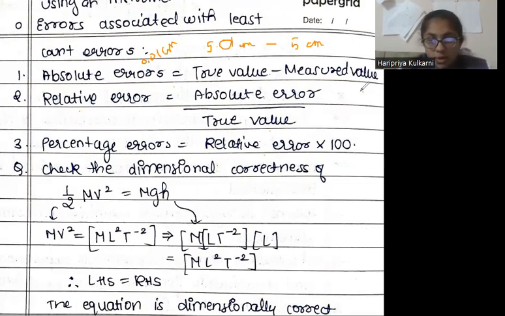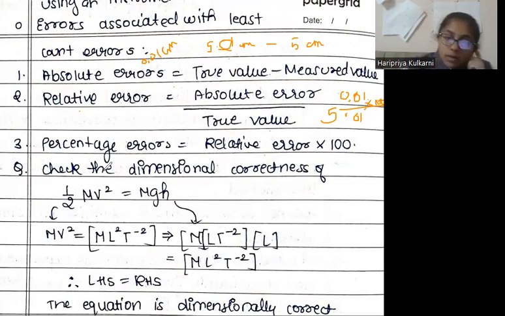So what is the relative error? It is the absolute error, 0.01 centimeter, divided by our true value. What is our true value? It is 5.01. Right? So now percentage error: this whole thing into 100. It is just the percentage of relative error.